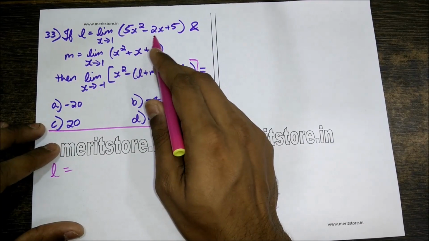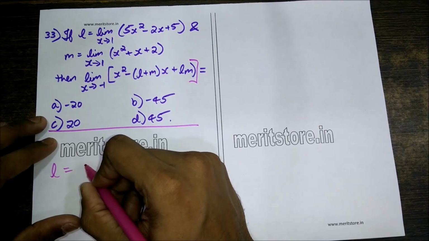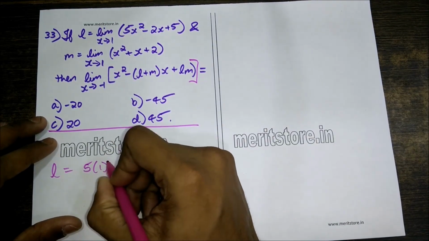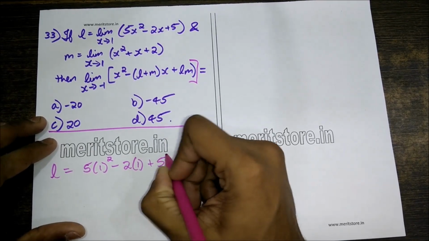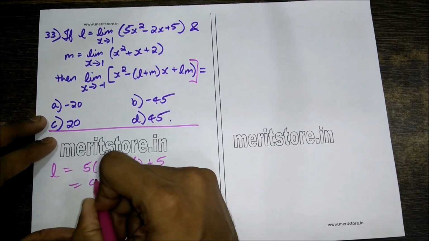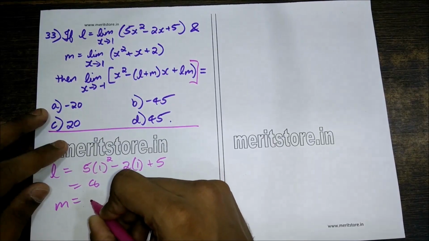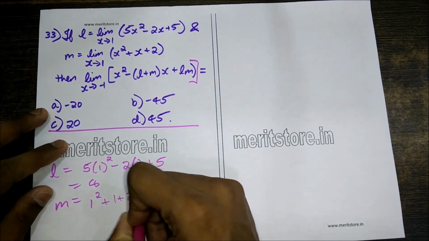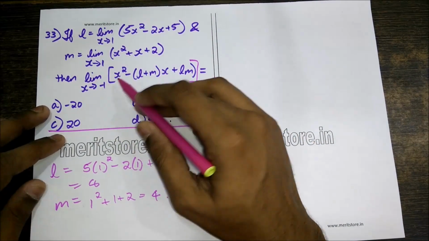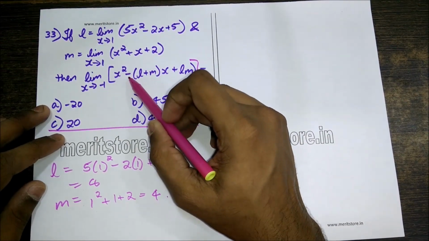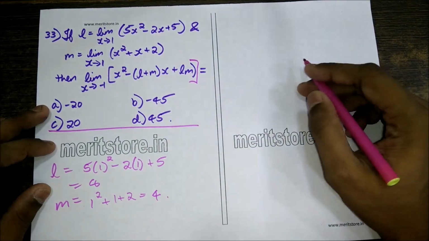We have 5x square minus 2x plus 5. Substituting x as 1, we get 5 into 1 square minus 2 into 1 plus 5, which gives us 8. Now solving for M and substituting x as 1 in this equation, we get 1 square plus 1 plus 2, which is equal to 4. Now limit of x tends to minus 1, x square minus (L plus M)x plus LM, we substitute the values of L and M respectively.